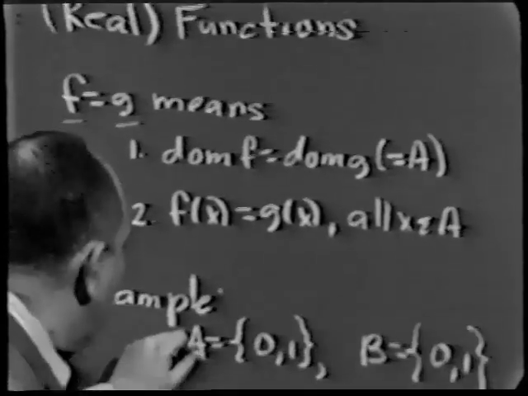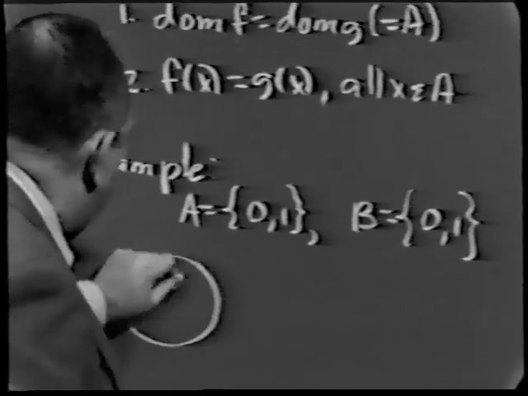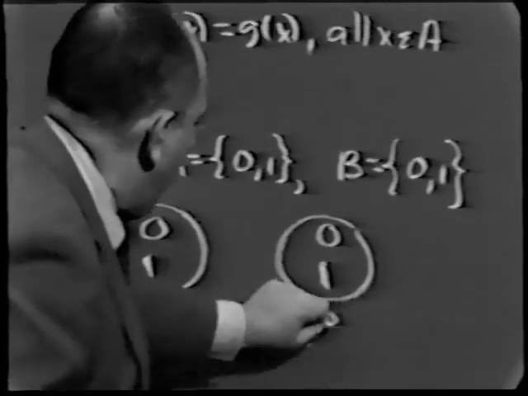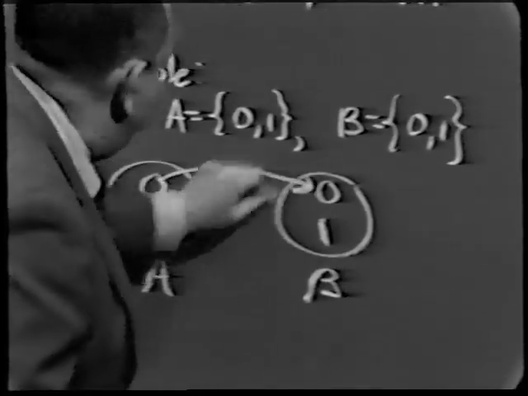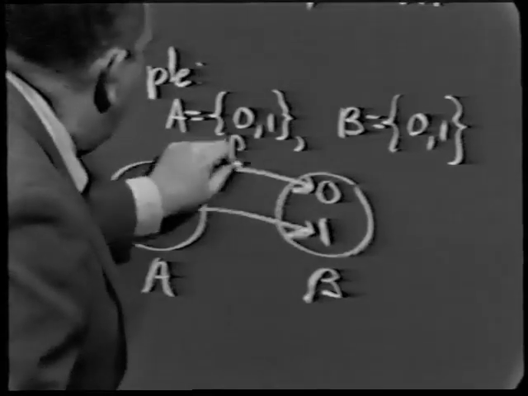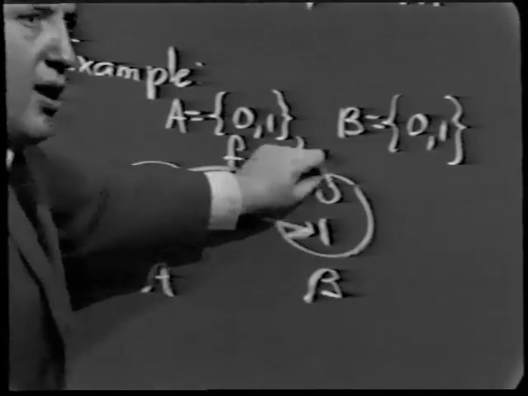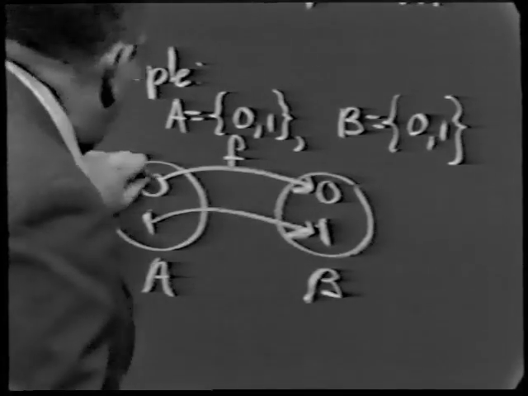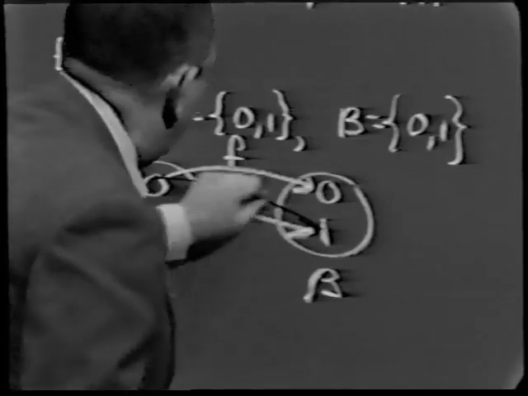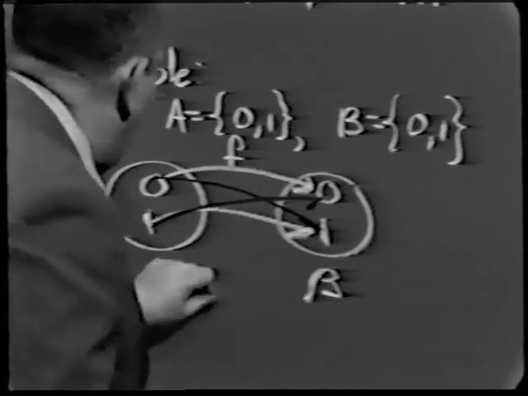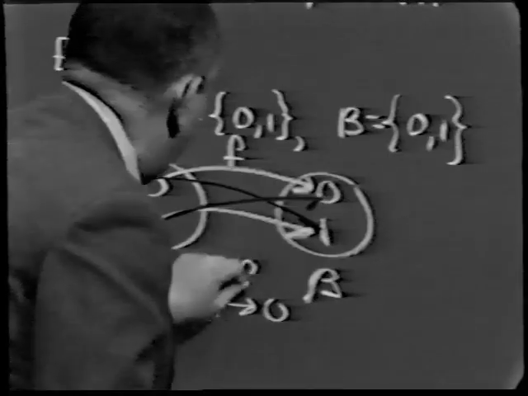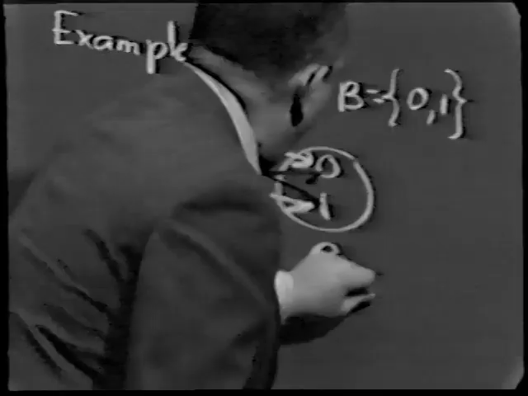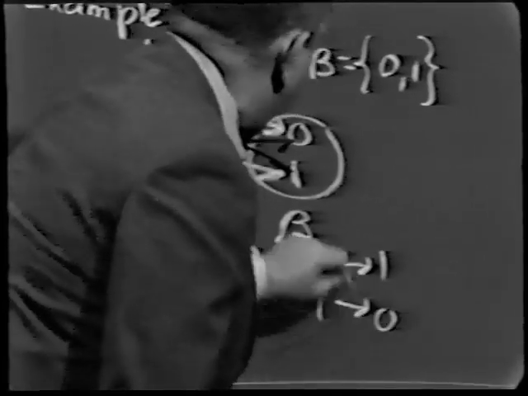For example, suppose A is a set whose elements consist of 0 and 1, and suppose B is also the set whose elements consist of 0 and 1. One such function would be f. It maps 0 into 0. It maps 1 into 1. Another function, which I'll call g, see, f does what? It maps 0 into 0 and 1 into 1. What does g do? g maps 0 into 1 and 1 into 0.